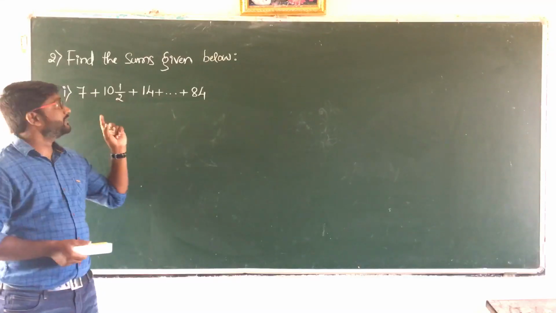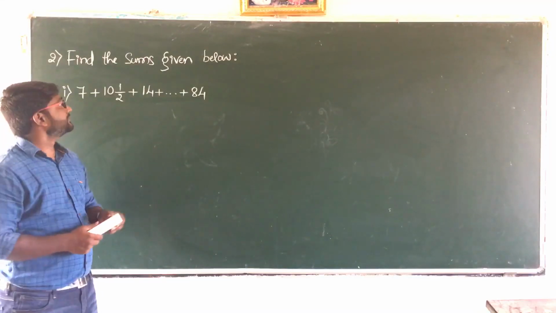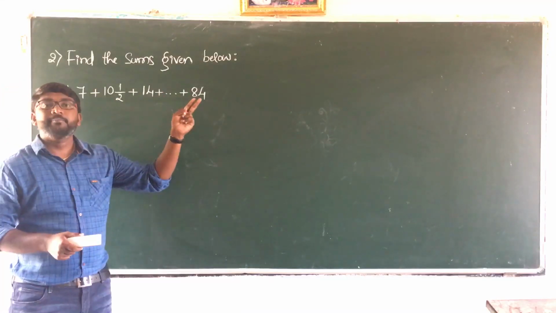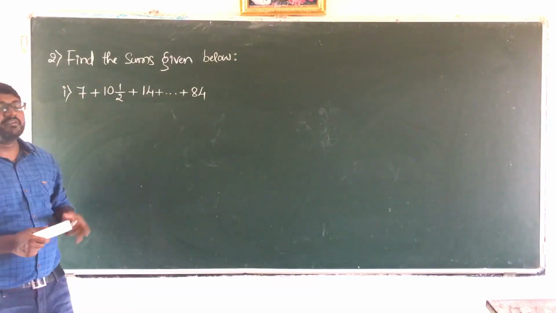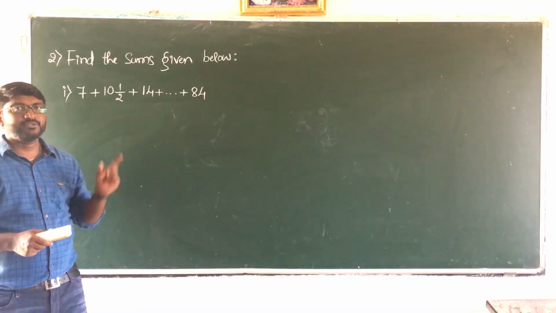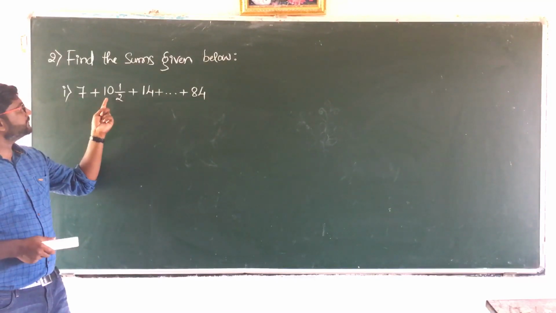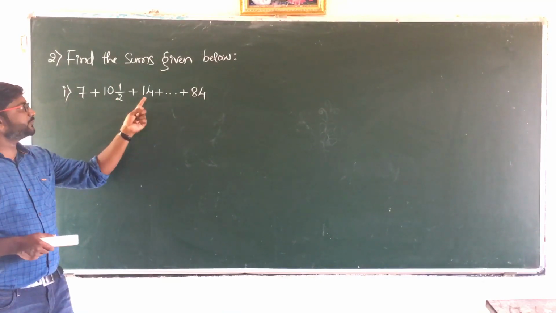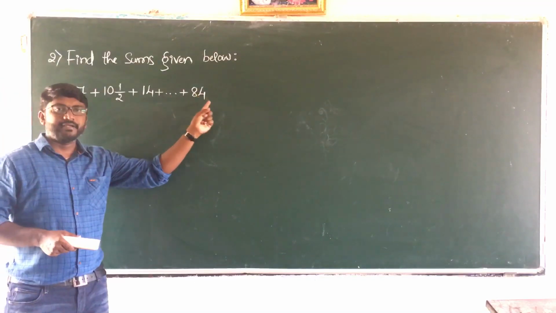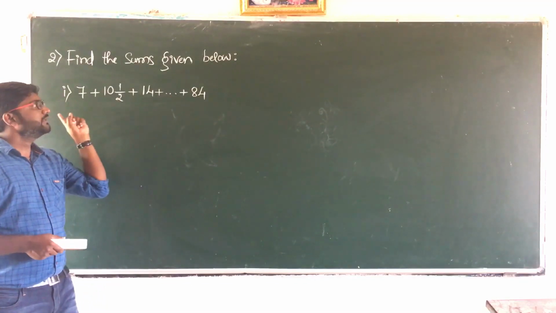Morning students, so let us start with the second main question. Find the sums given below. So in the second main we have maybe three cases. So I have taken the first one. So see here, 7 plus 10 1/2 plus 14 plus so on plus 84. So we have to find the sum.